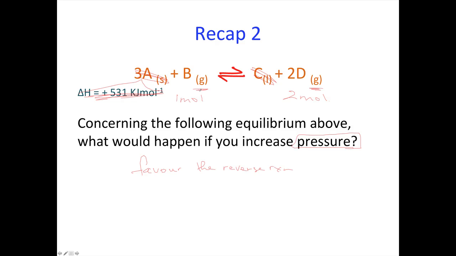So that is what you were supposed to be careful about. The trick here was to only focus on the gaseous molecules. So I hope you got that right. If not, don't panic. Just go back to the slide before and just recap. And probably just need to do it once or twice.